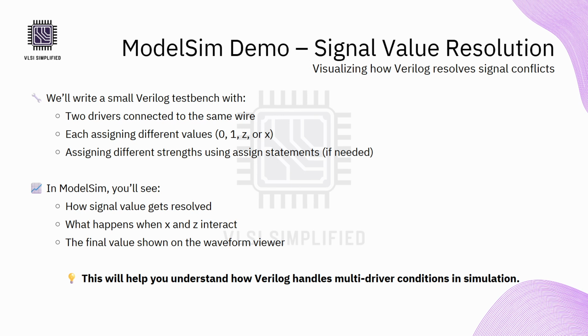So in this part, we will quickly jump into ModelSim and demonstrate a simple test bench to show how signal value conflicts are handled in Verilog. We will connect a single wire to two drivers, each assigning different values like 0, 1, Z or X. So this will help us visualize how Verilog resolves conflicting assignments. We are not going to explore all signal strength types here, since they are not synthesizable and mostly used for simulation purposes. Our focus is purely on how signals behave during conflicts and what the waveform looks like. Let's write the code and see the output in ModelSim.